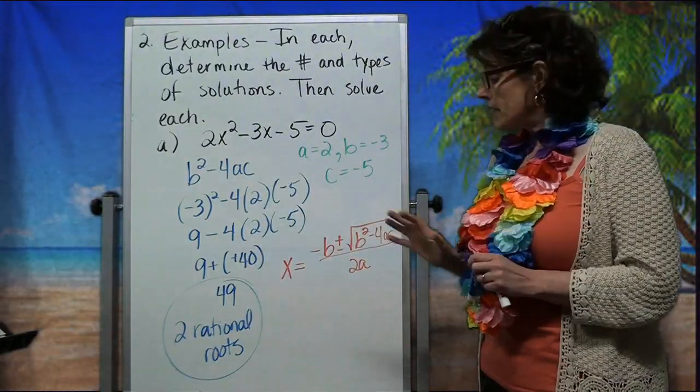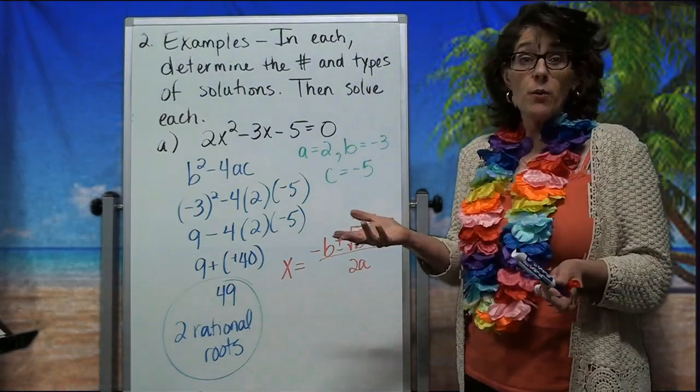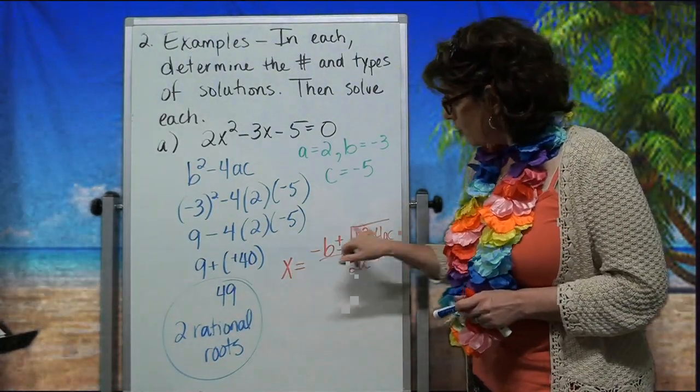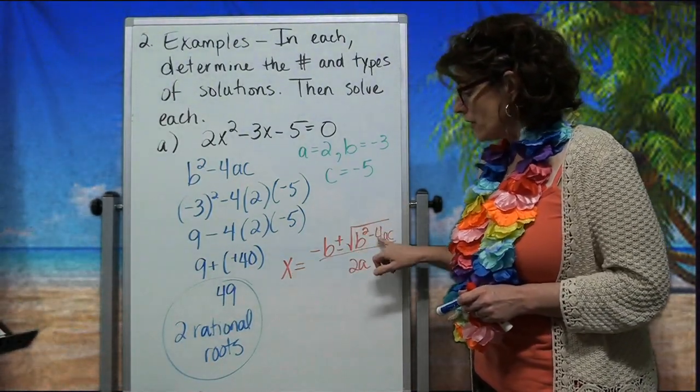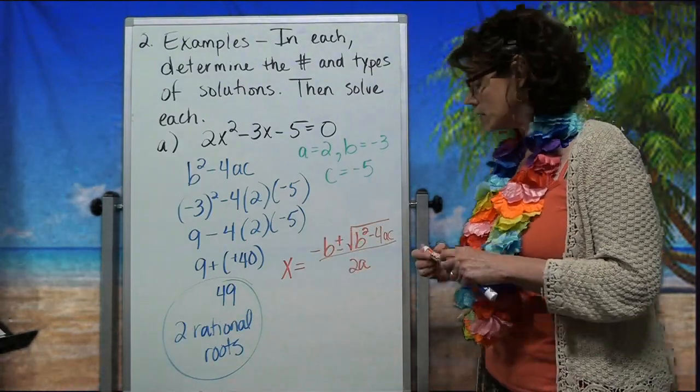So now that I know I'm getting 2 rational roots, I'm going to say, okay, let's figure out what they are. So I'm going to take that 49, I'm going to put it right in here, and I'm going to plug in my numbers for the rest of it.